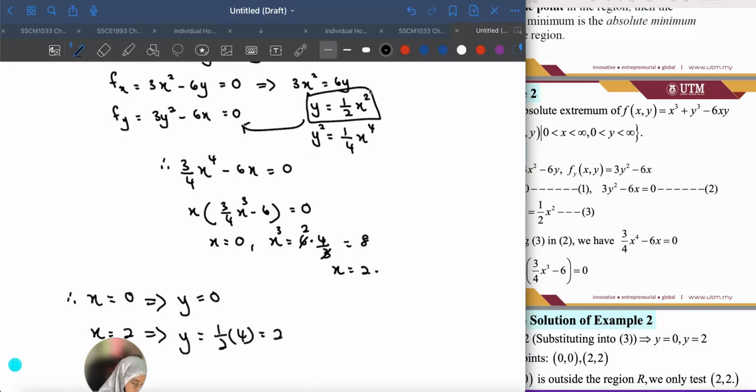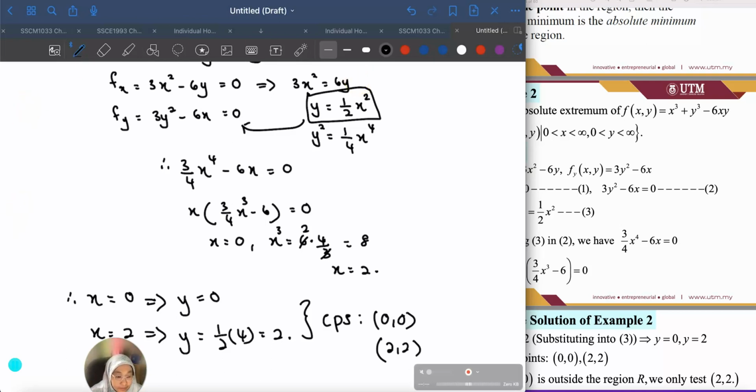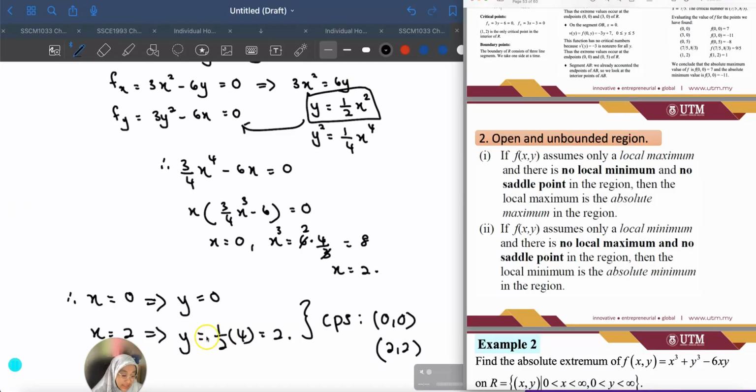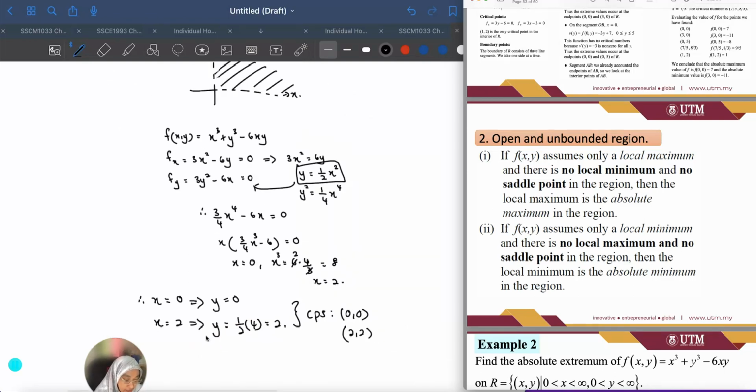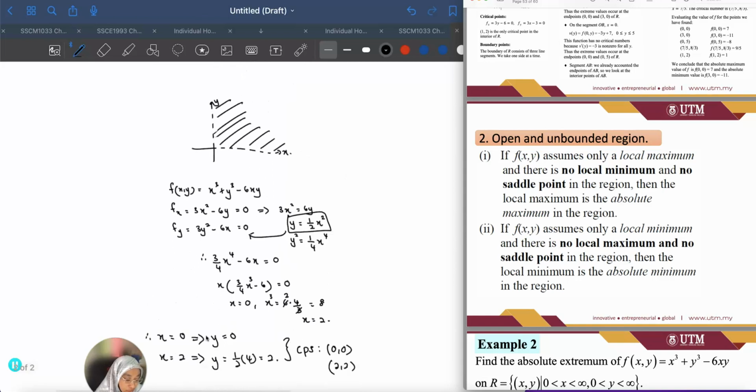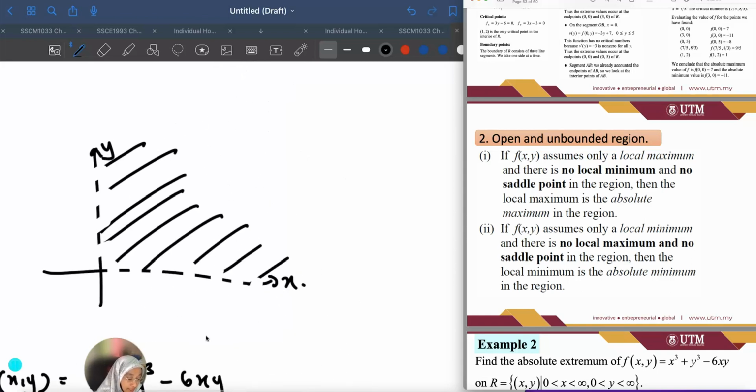So we got 2 critical points here: one is at 0, 0, and the other one is 2, 2. Okay, just like the previous one, please always check whether the point is inside the region or not. So 0, 0 and 2, 2. 2, 2 is fine, x is 2, y is 2, somewhere here. It is in the region.